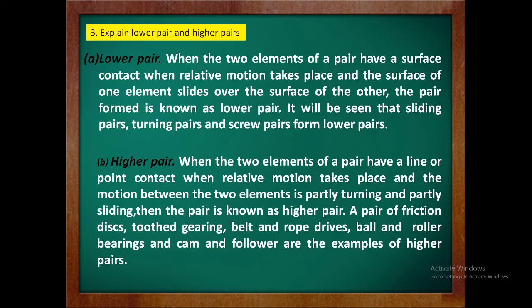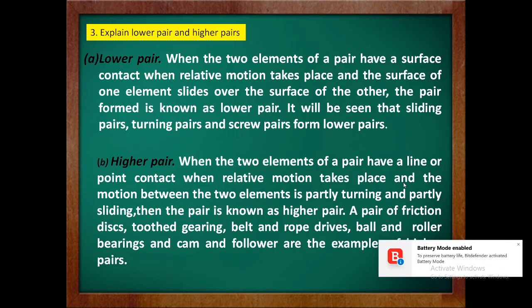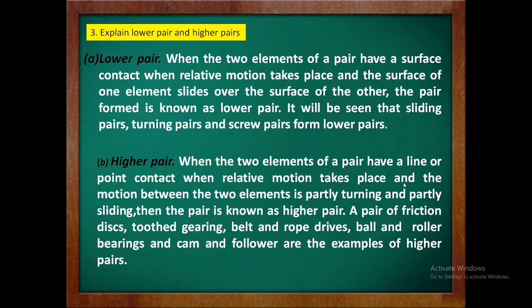Next question, explain lower pair and higher pair. First of all, lower pair. When the two elements of a pair have surface contact when relative motion takes place and the surface of one element slides over the surface of the other, the pair is known as lower pair. It will be seen in the sliding pair, turning pair and screw pairs.